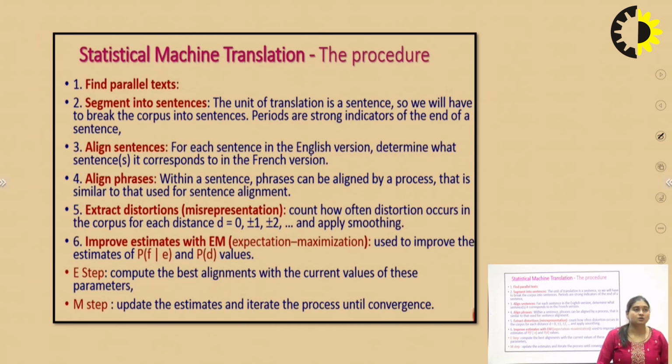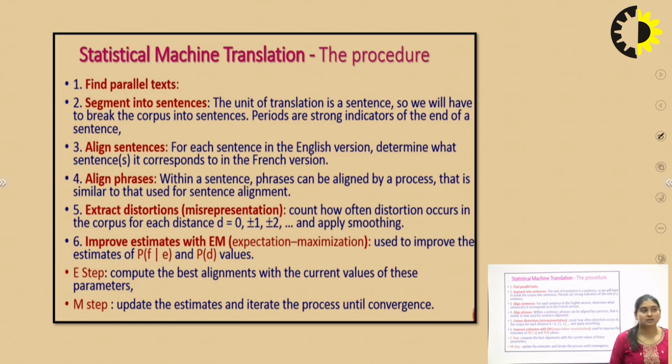Okay, so this is the procedure for statistical machine translation. If we want to convert any sentence from any language to any other language, then we need to follow a procedure, and these are certain steps. In total there are 6 steps. First, we have to find the parallel text. Suppose I have a sentence in English and the target language is French. Firstly, I have to find the parallel text in French.